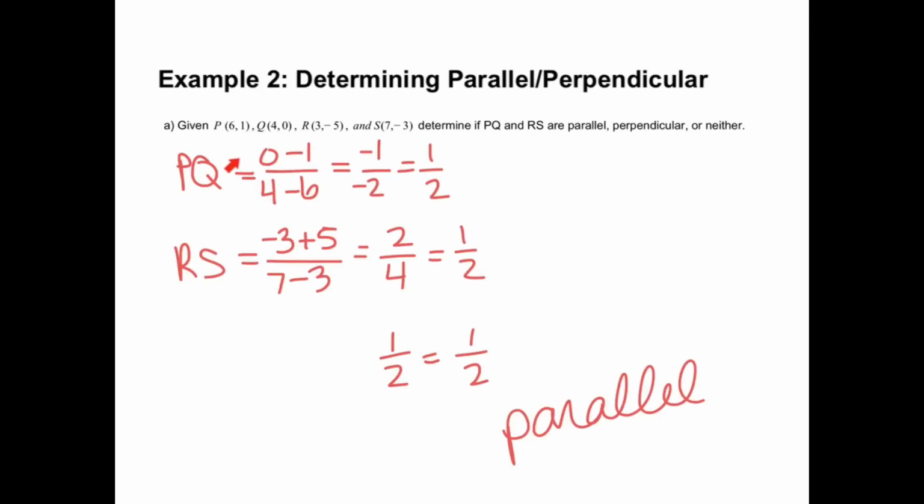We need to find the slope. PQ is going to use this formula. Because we're given 2 points, I'm using that formula. We end up with a positive 1/2 slope. RS uses these 2 points and the formula, and we end up with a positive 1/2 slope. Because 1/2 equals 1/2, those two lines are parallel.